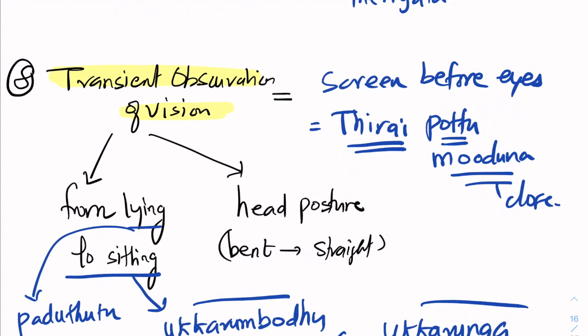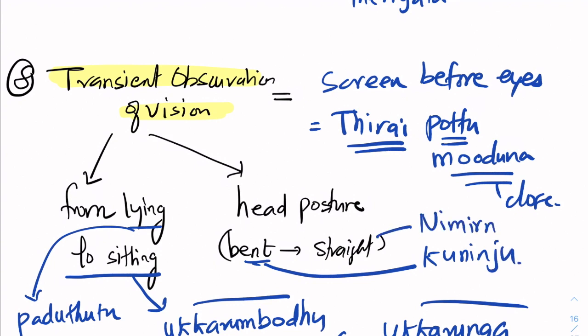Okay. Another thing will be from bent to straight. Head posture is also going to be very important. History to elicit in transient obscuration of vision. So bent is kuninju. Kuninju means to bend. Straight means nimirundu. Kuninju nimirunda. திரை போட்டு மூடின மாதிரி இருக்கா? குனிஞ்சு நிமிர்ந்தா பார்வை கம்மியா இருக்கா? You can ask those questions.